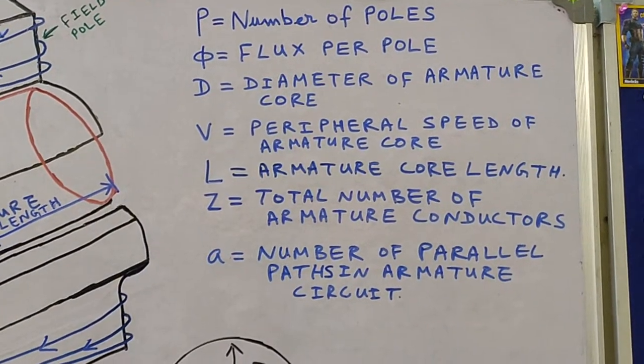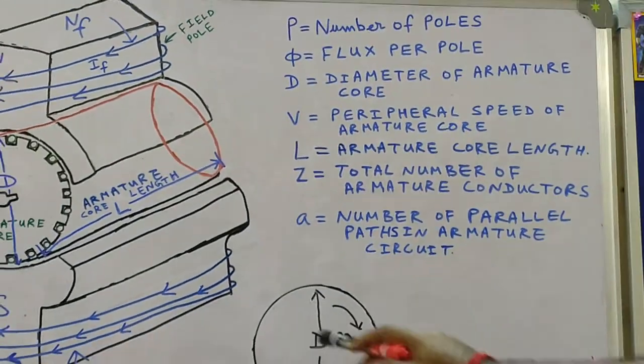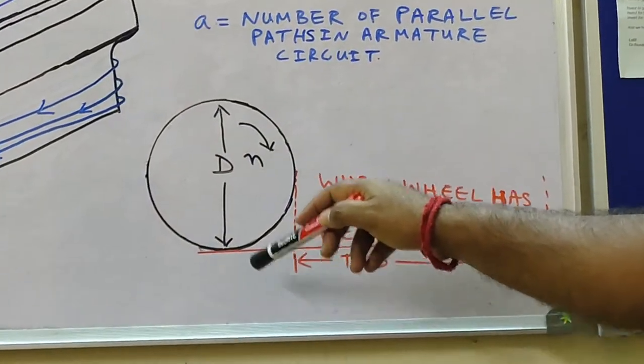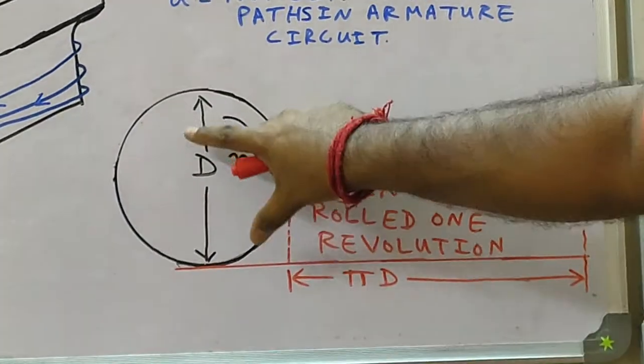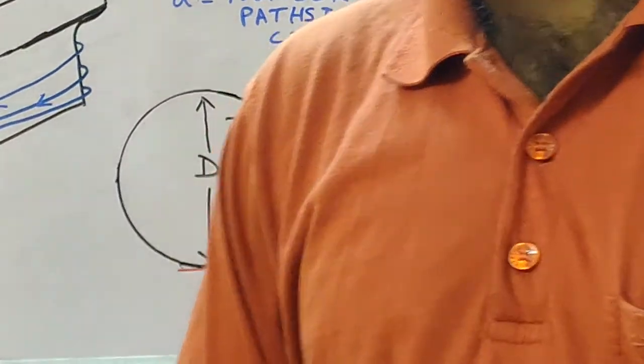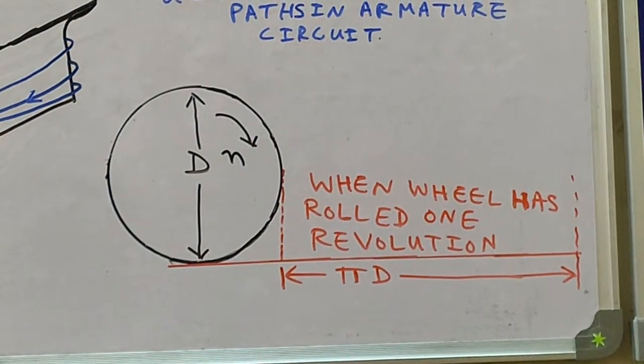Now, let me derive the expression for the peripheral speed. Just imagine there is a wheel. Let's say this is the wheel. Now what is the diameter of the wheel? Capital D. And let's say the wheel is moving at a speed of n RPS. RPS means revolutions per second. Revolutions per second means how many revolutions are made in 1 second.